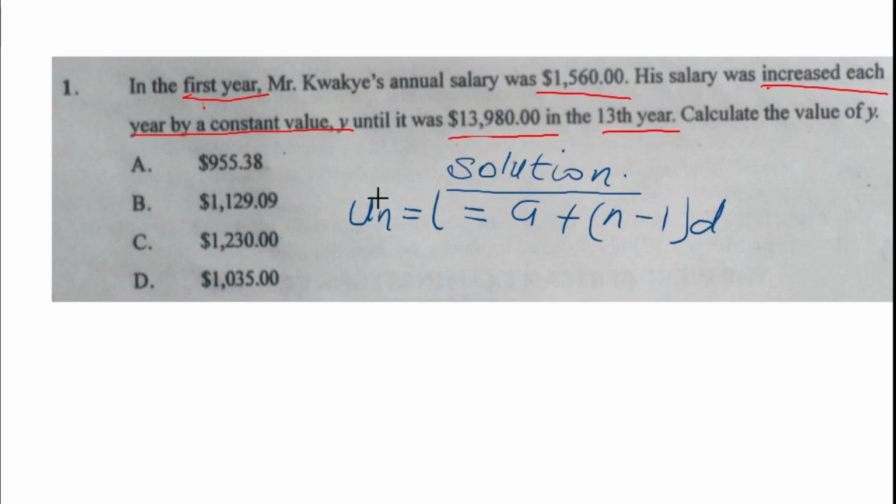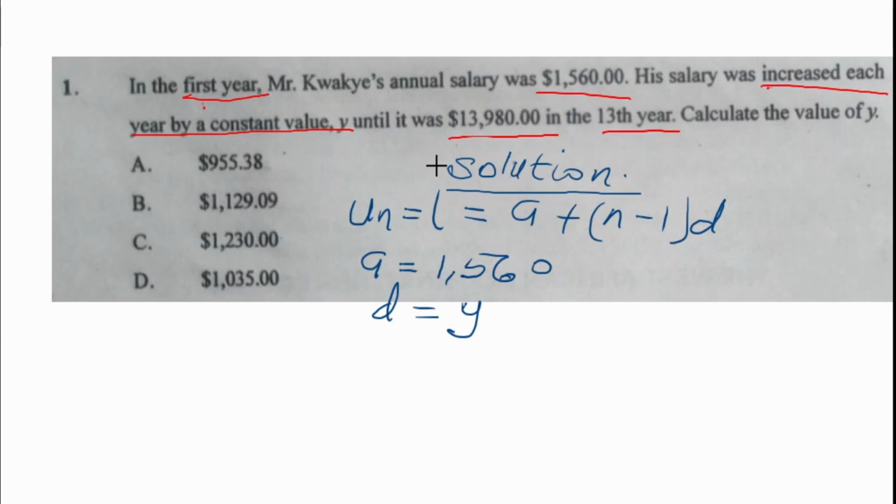Taking each of these from the question, the amount in the first year, which is 1,560, is going to be our first term. So a equals 1,560. Then this increases each year by a constant value Y. So that is the d, the common difference. So d equals Y. These are both variables, which doesn't really make sense, but if this was a number, we would have used it to replace the d. That's why we are using the Y, which is in place of the number.